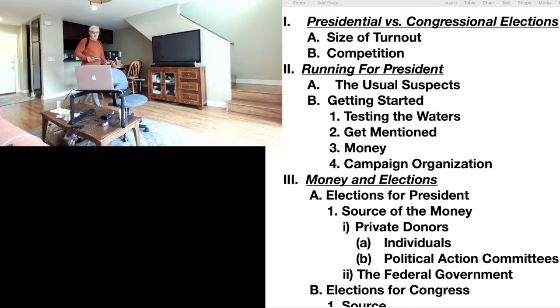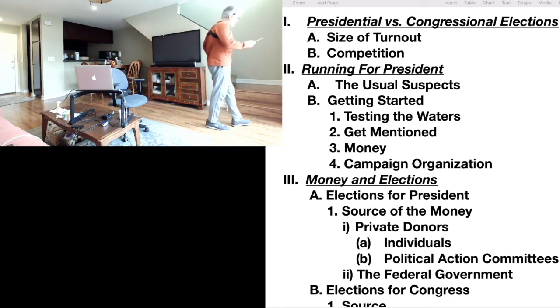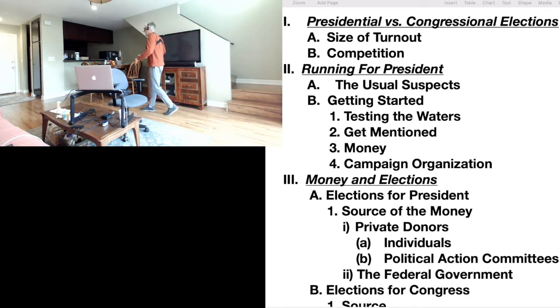So let's continue under still money and election. A, elections for president. Let's look at some numbers. And this is only candidate spending, not outside group. We'll talk about that later. 2008, $1.1 billion was spent by candidates only. 2012, $1.4 billion by candidates only. 2016, $1.5 billion by candidates only. And 2020, around, we don't have the final number yet, around 1.8, 1.9 billion by candidates only.